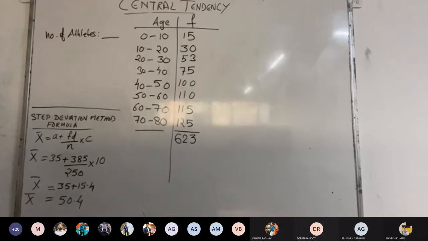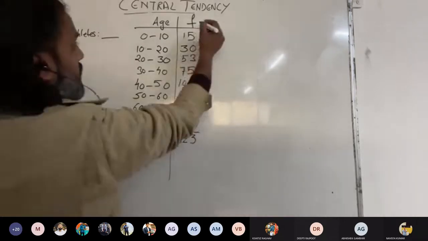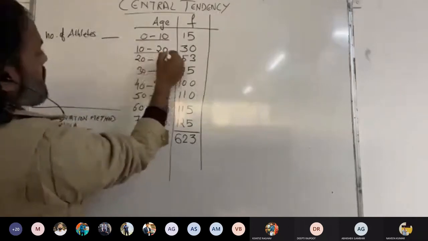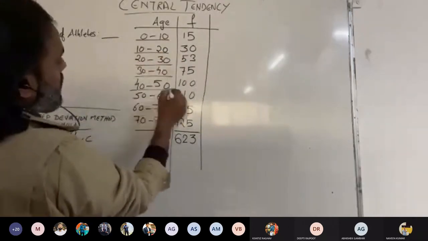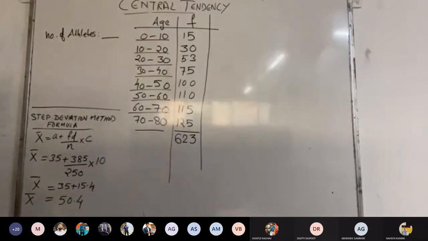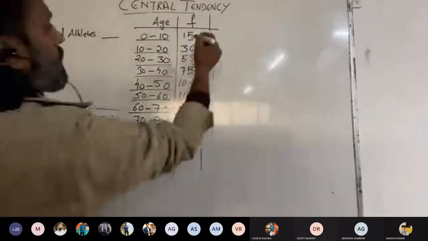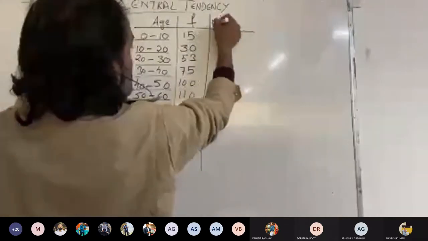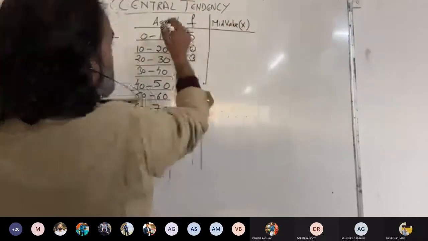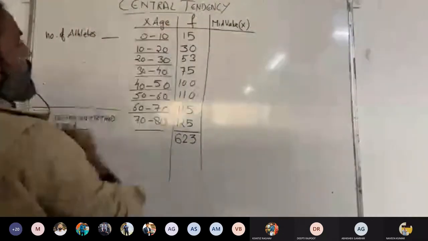Now, no problem. Let's work it out. Only one extra step is required, which separates it from the discrete series. Because this is in class intervals, you can't do f into x, isn't it? It's challenging for you to do f into x. What do you do? You take the midpoint. You take the mid value of x. This is x.